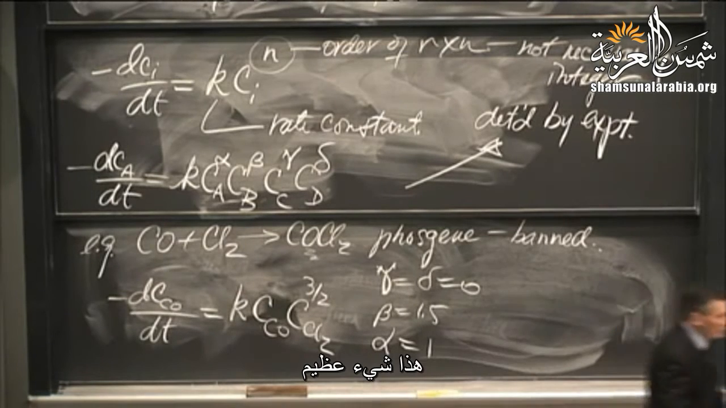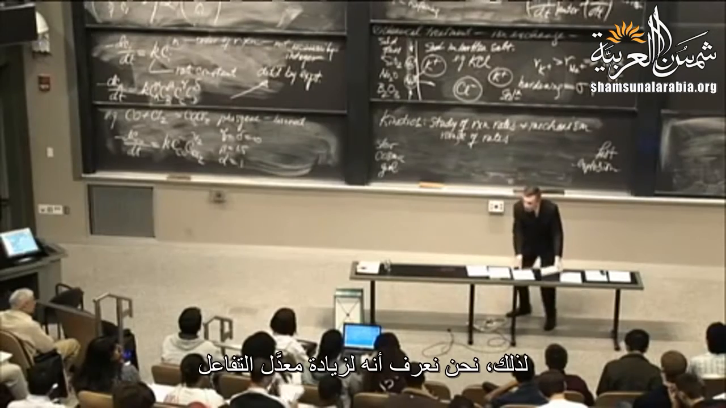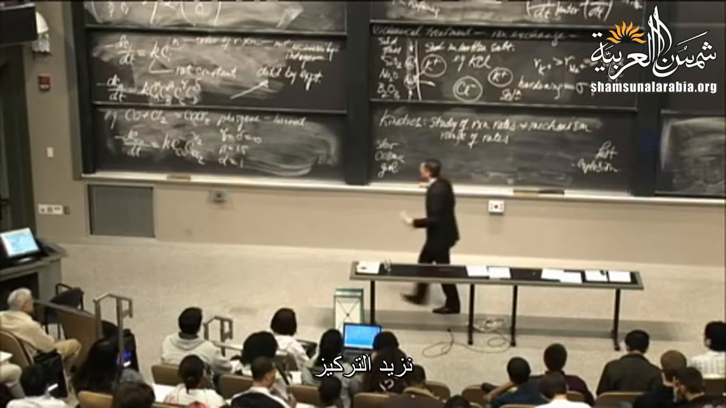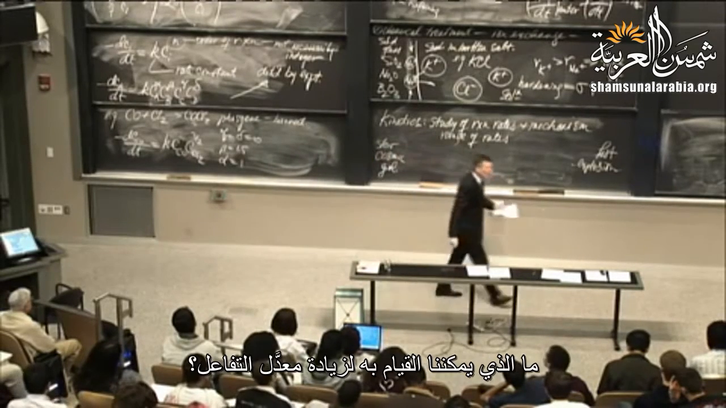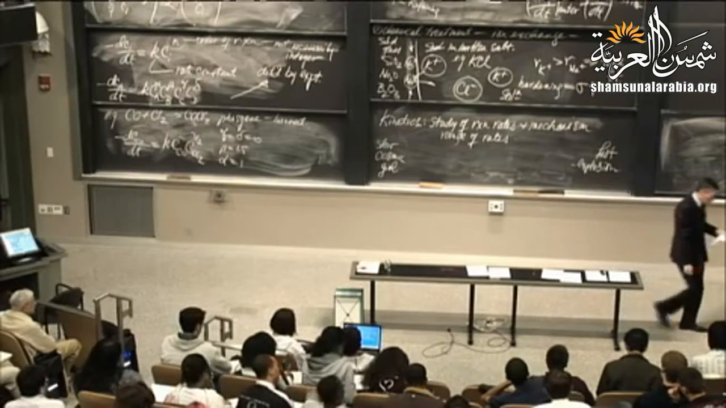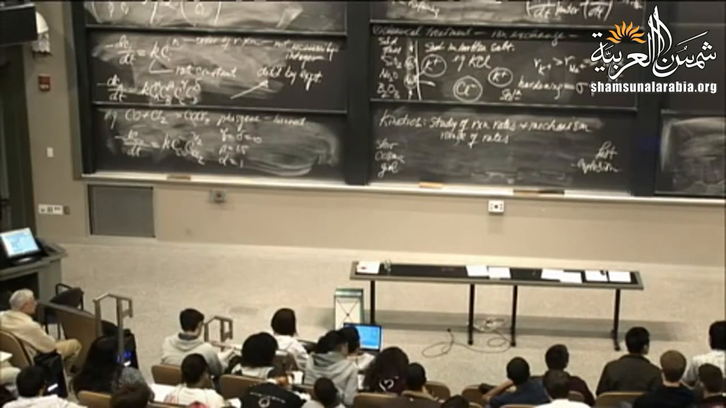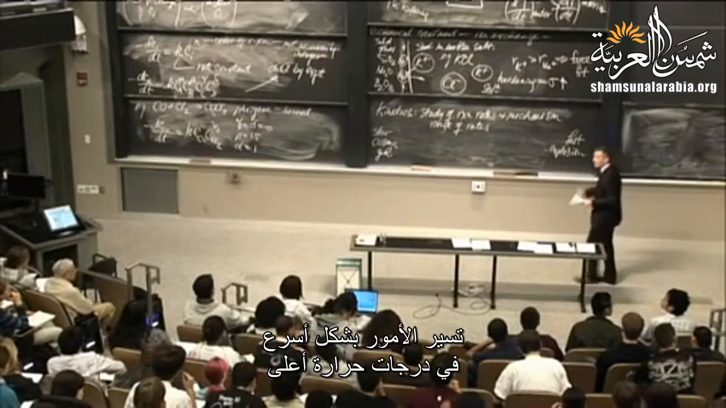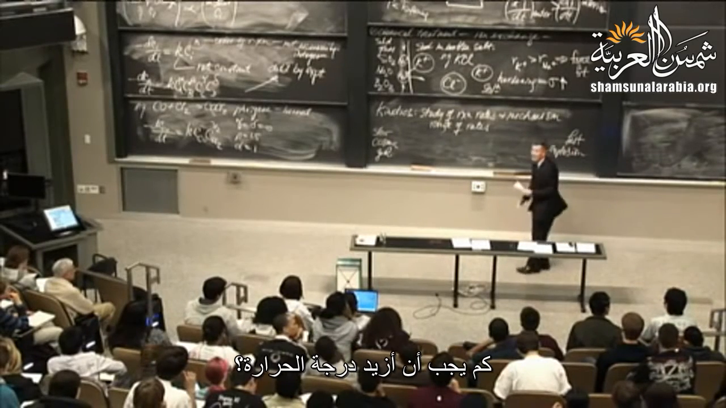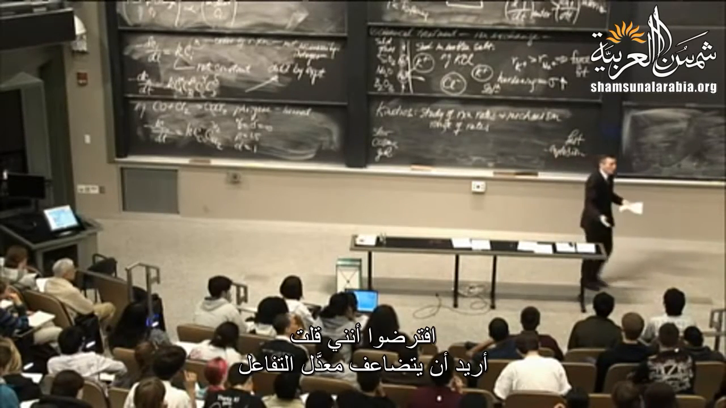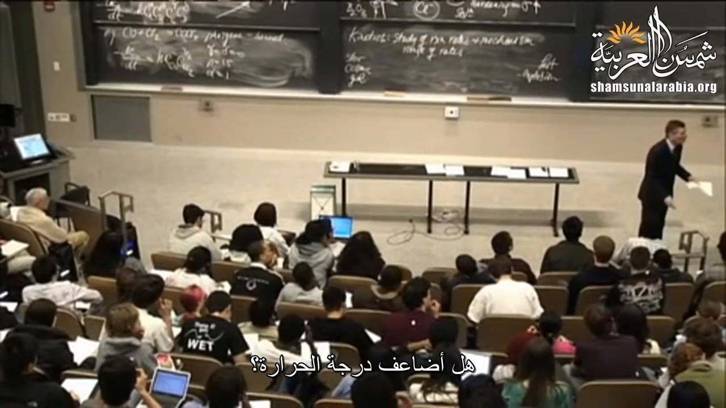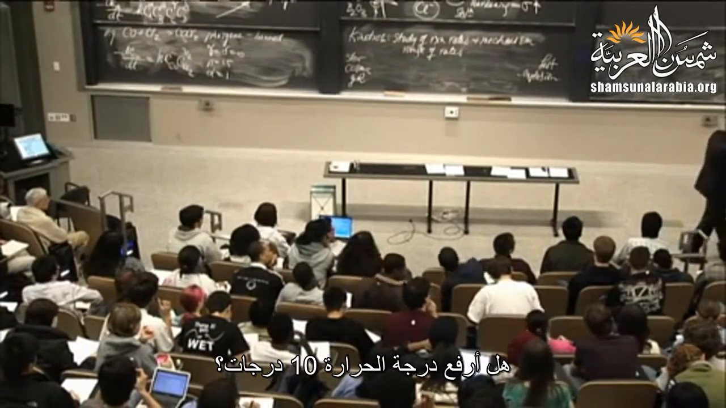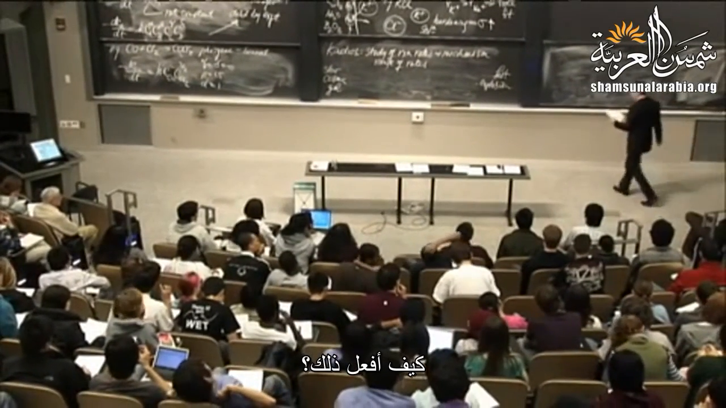All right. This is great. So we know to increase the rate of reaction, we increase the concentration. There's another way to increase the rate of reaction. What else can we do? Increase the temperature. Things go faster at higher temperatures. Again, how? How much? Suppose I said I want to double the rate of reaction. Do I double the temperature? Do I raise the temperature by 10 degrees? How do I do that?